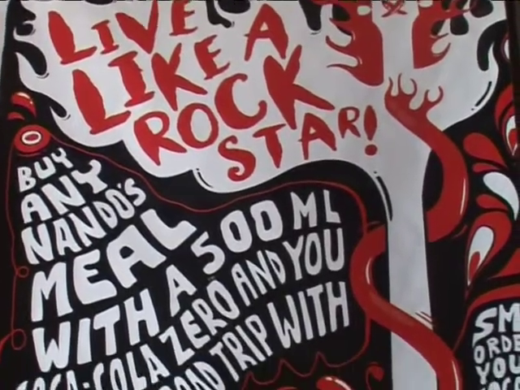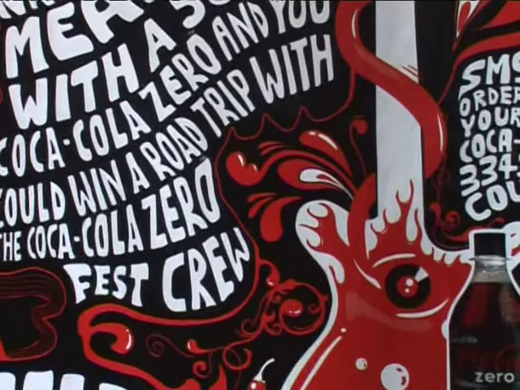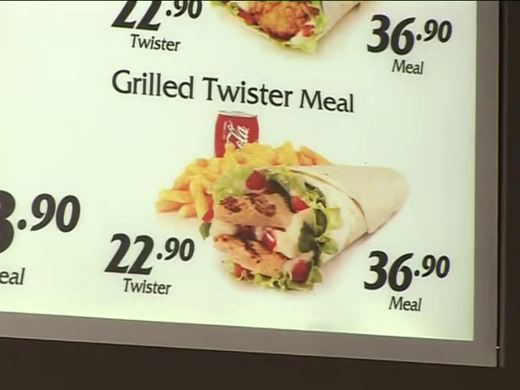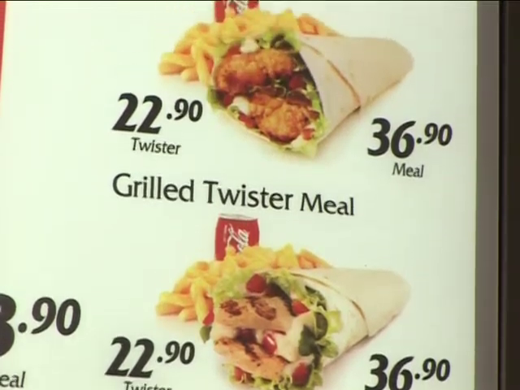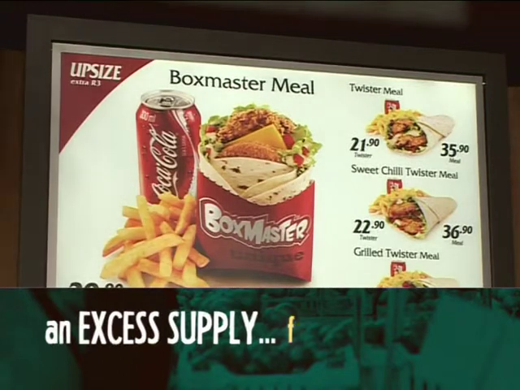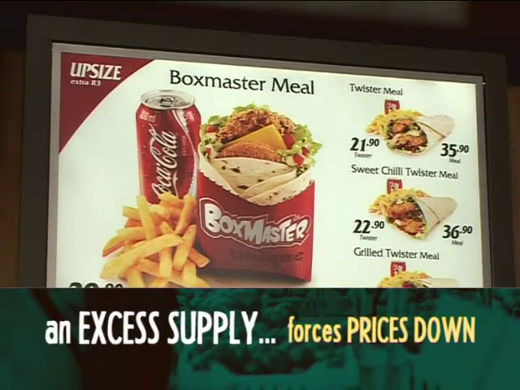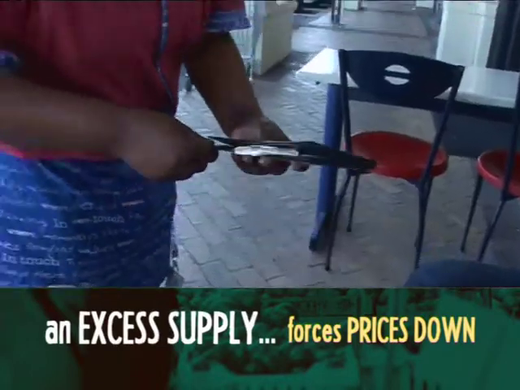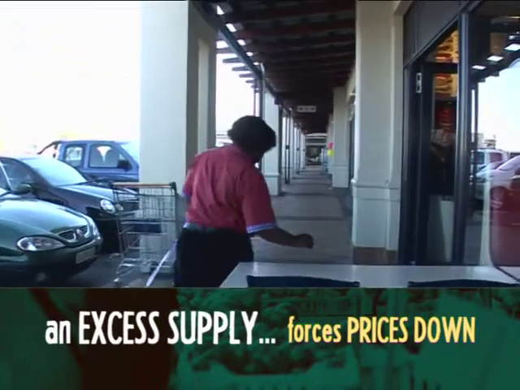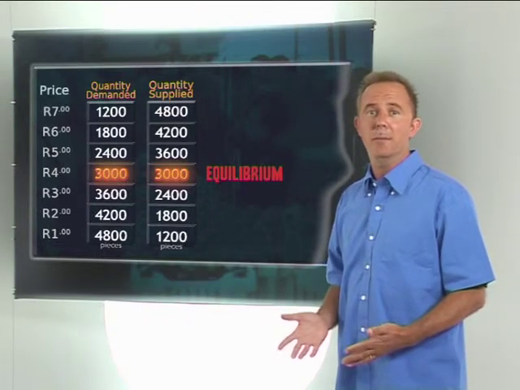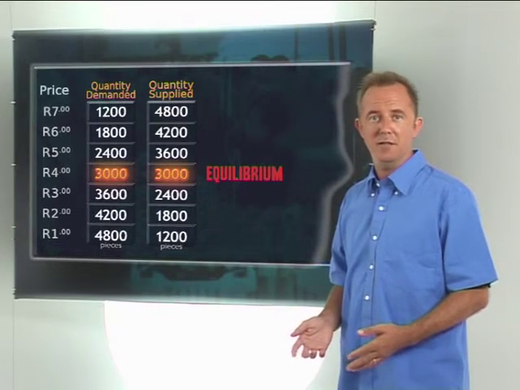A drop in price will cause an increase in the quantity demanded. Customers will want more. Now, what's happening in the market is that downward pressure is being exerted on the price. Suppliers are competing with one another to sell more fried chicken, and they do that most often by lowering their prices. And this downward pressure will continue until market equilibrium is reached at a price of R4 and at an equilibrium quantity of 3,000 pieces.